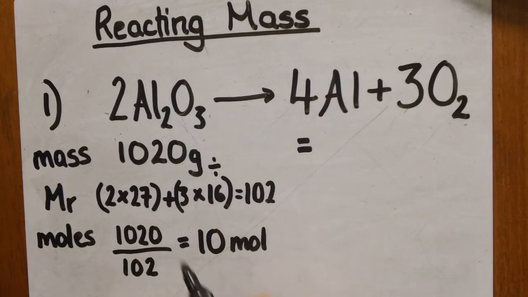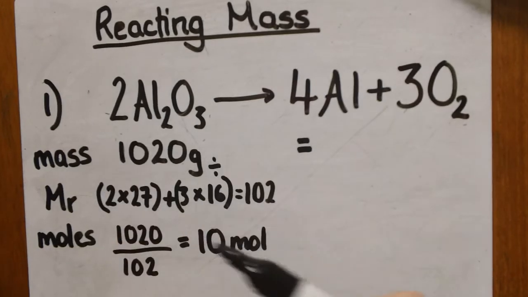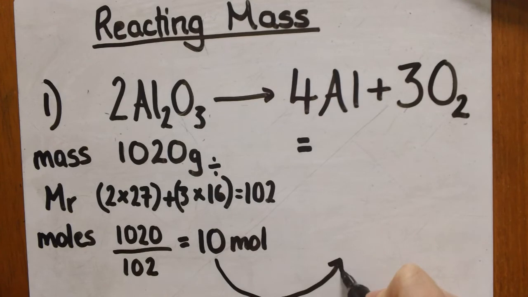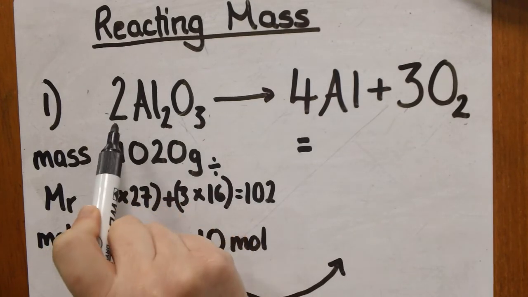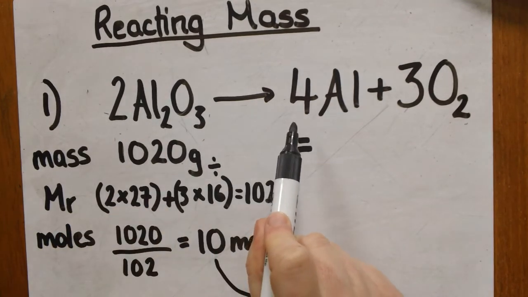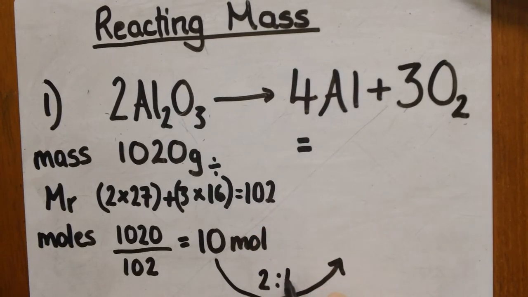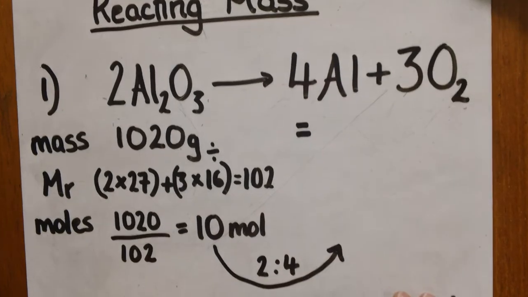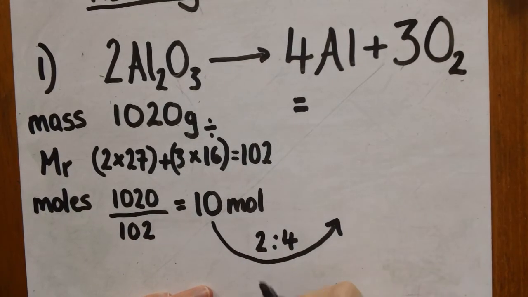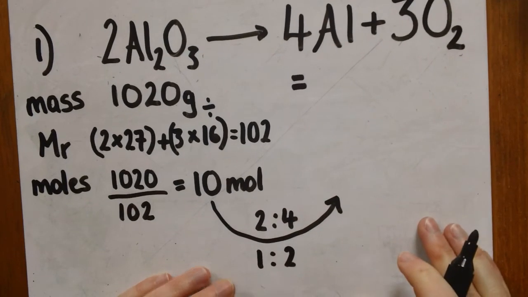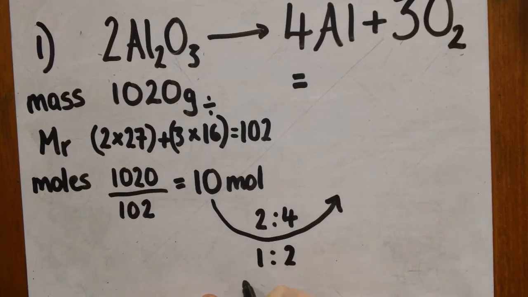Now what I need to do is look at my big numbers, my molar ratio. So here, I've got 2 lots of this makes 4 lots of this. So that is a 2:4 ratio. Now I can simplify that ratio to a 1:2. Now I've got 10 moles on this side. How many moles of aluminium do I need?